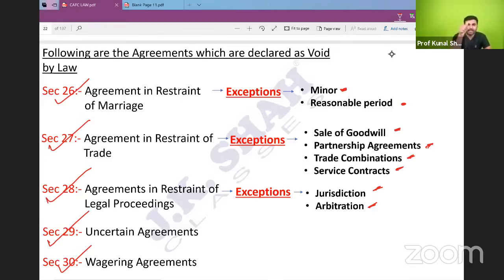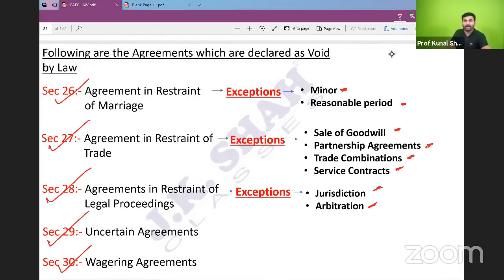So section number 26, agreements in restraint of marriage, not allowed, but in exceptional cases allowed. Section number 27, agreements in restraint of trade, not allowed, but in exceptional cases allowed. Agreements in restraint of legal proceedings, not allowed, but in exceptional cases allowed.